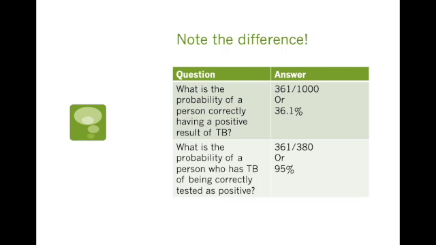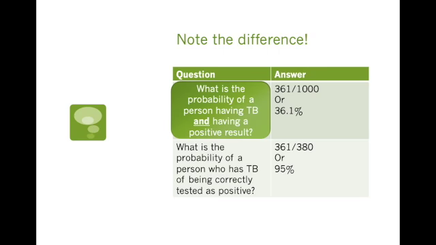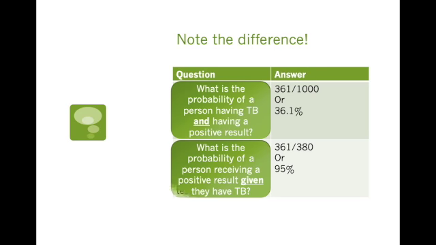Another way you might see these questions could be, what is the probability of a person having TB and having a positive result for the first one? And what is the probability of a person receiving a positive result given that they have TB for the second?